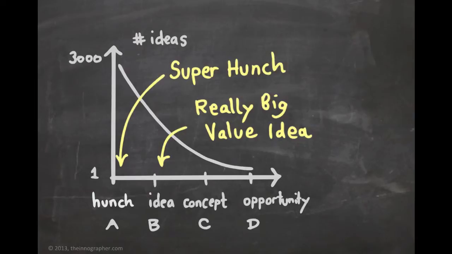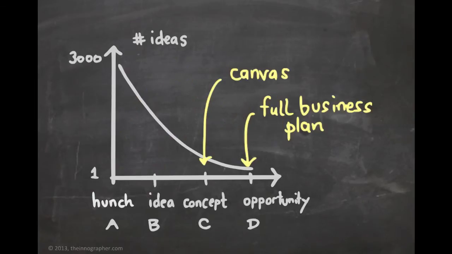So we're moving along this process of ideation from hunches to ideas. And just for context, here are some other typical prototypes you may have heard of. Prototypes of ideas, mind you. The business model canvas lands at around that concept stage. So this hunch and idea stuff comes before that business model canvas. And then you've got the full business plan that comes later.